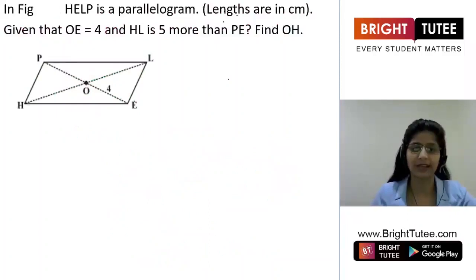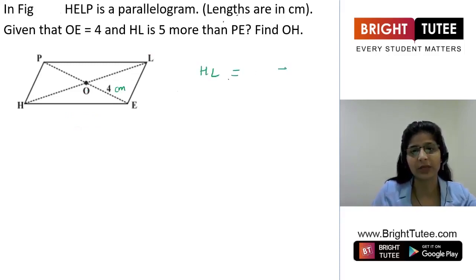Here is a question for practice. Just to see, it says in figure HELP is a parallelogram. All the lengths are given in centimeter. So OE is given as 4. This OE is given as 4 centimeter. HL is 5 more than PE. So HL is equal to 5 more than, so I'm writing plus 5 more than what? PE. So HL is equal to PE plus 5.